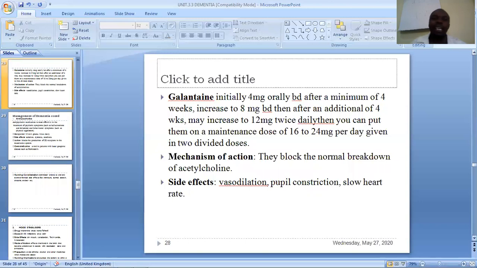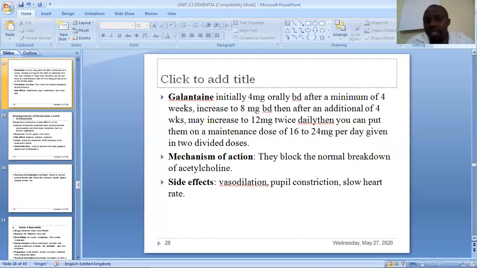Now let's look at if you're using galantamine. So galantamine, you initially give 4 milligrams orally twice daily. Then after a minimum of 4 weeks, you increase the dose from 4 milligrams to 8 milligrams twice daily. Then after an additional 4 weeks, you may increase further the dosage from 8 milligrams to 12 milligrams twice daily. Then you can put this patient on a maintenance dose of at least 12 to 24 milligrams per day, given in 2 divided doses, meaning that 24 milligrams is the maximum dosing for galantamine.